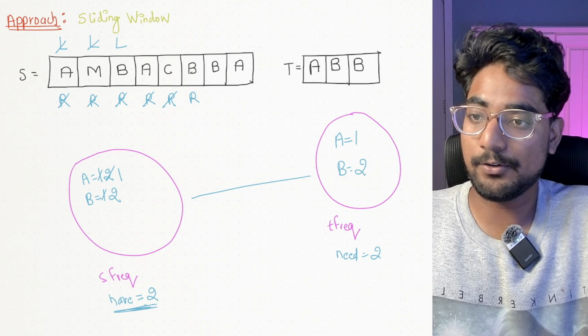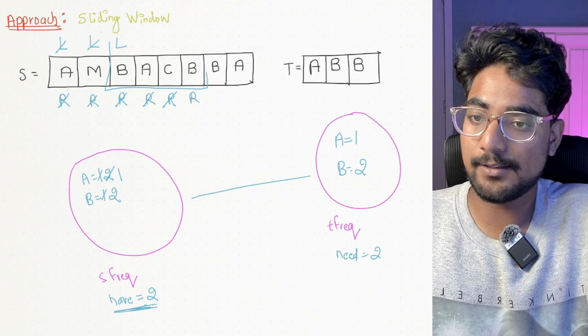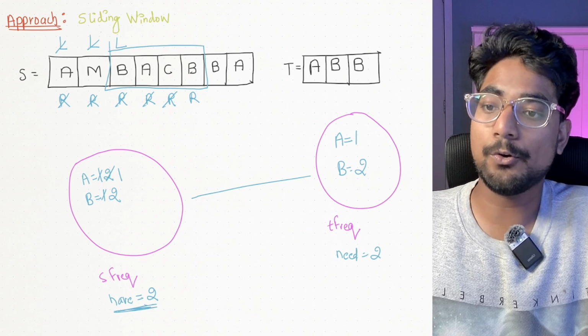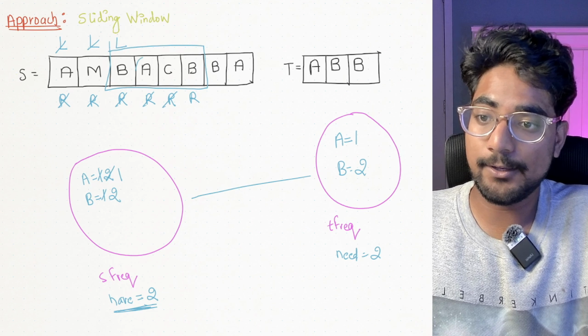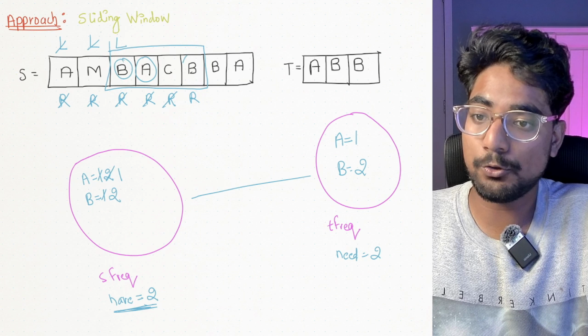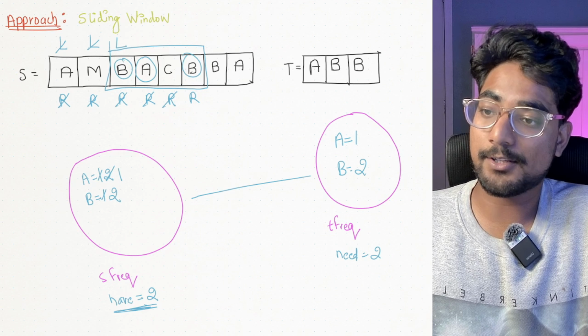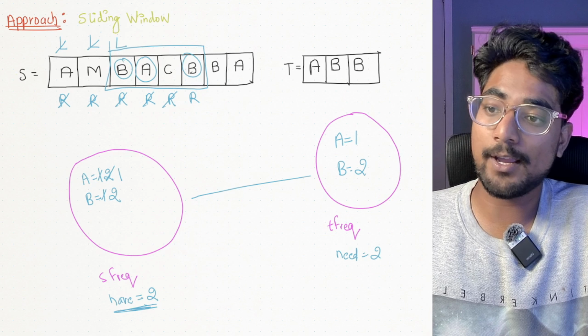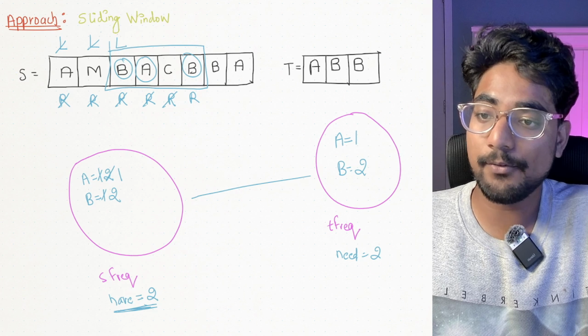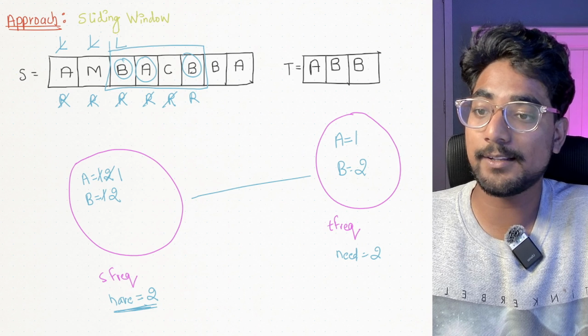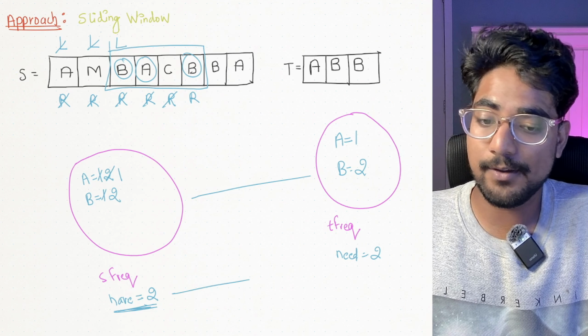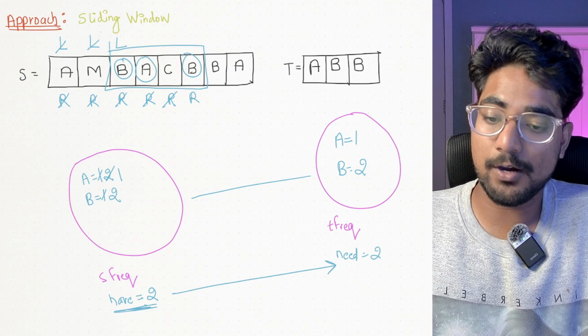Your left and right is still forming a window. और इस विंडो में क्या है? A जो है एक बार है, B जो है 2 बार है. This is still a valid answer. Do you see? जब L हमारा स्टार्टिंग में था फिर भी आंसर था, और हम लोग L को इंक्रीज करते जा रहे हैं, it is still a valid answer. And why are we saying that it is a valid answer? Because your have is exactly equal to our need.